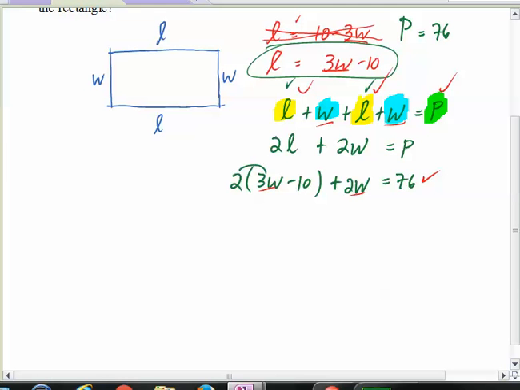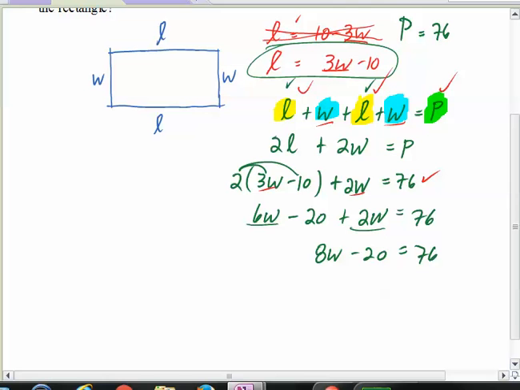Let's go ahead and solve this one for W. That just means get W alone, everything else on the other side. Here we go. 2 times 3W is 6W, minus 20, plus 2W has to be the 76. Do we see any like terms? Absolutely. Remember, be on the lookout for like terms. I see like terms here and here. So I'm going to add them together. Do I need to go minus 6W on both sides? No, I just combine them. I don't do something to both sides of the equals. I just combine the like terms, which would be 8W minus 20 is 76.